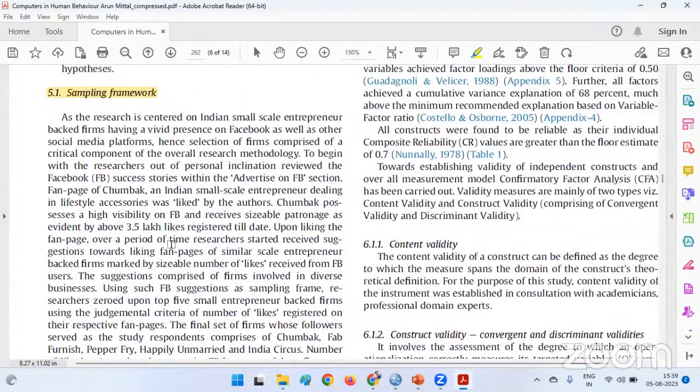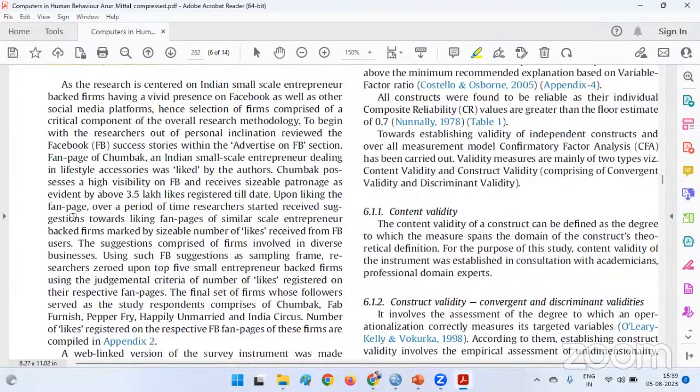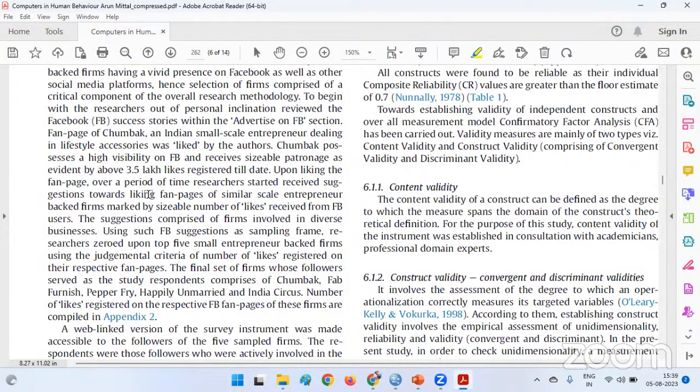Then we have a sampling framework. The whole sampling framework you see in an elaborated form.